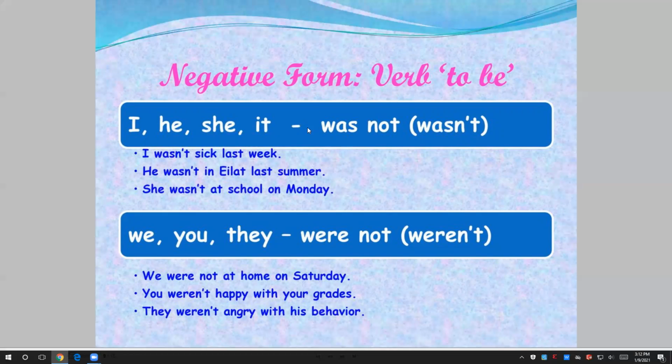Now with I, he, and she, we use was not or wasn't in informal situations. Like, I wasn't sick last week. He wasn't in Italy last summer. She wasn't at school on Monday. And we use were not or weren't in informal situations. We were not at home on Saturday. You weren't happy with your grades. They weren't angry with his behavior. So in order to make a negative with to be verbs, we use not after these to be verbs.